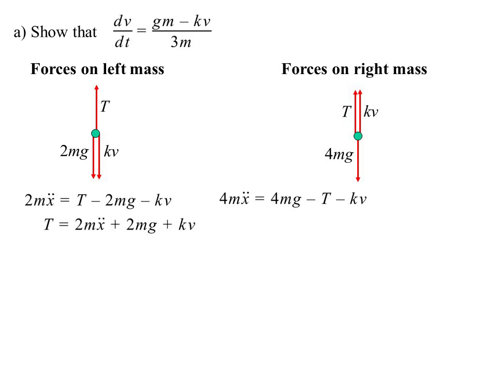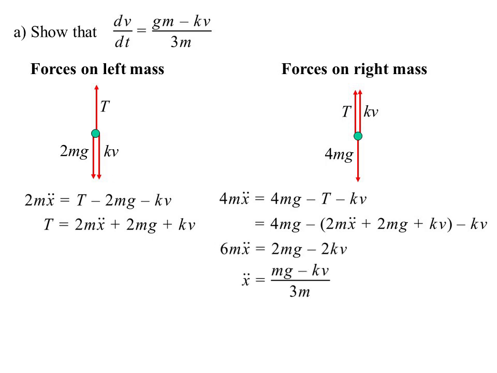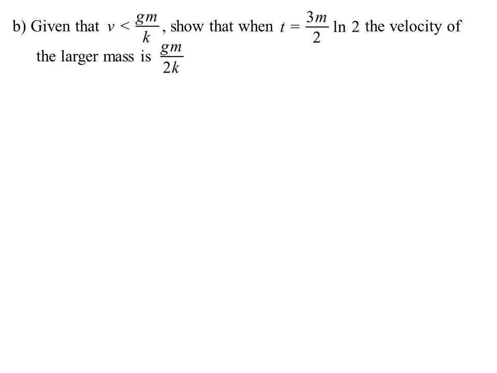I'll make T the subject on the left hand side, substitute it into the right hand side, and I can come up with a differential equation. There it is. Acceleration is mg minus kv on 3m, which is what they've asked me to find. They said dv/dt, but dv/dt is of course acceleration. Given that the velocity is less than gm over k, show that when time is 3m over 2 log 2, the velocity of the larger mass is gm on 2k. It's unusual to see it as gm, it's mg normally.